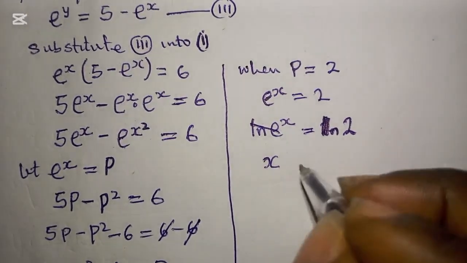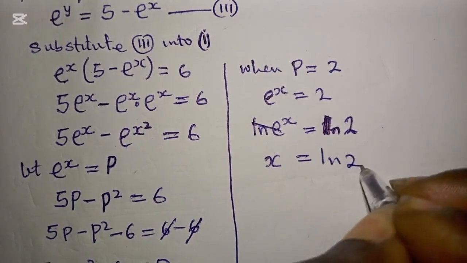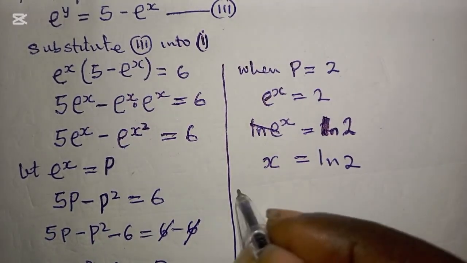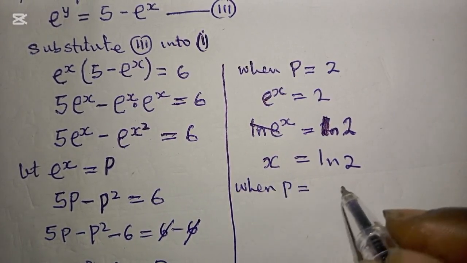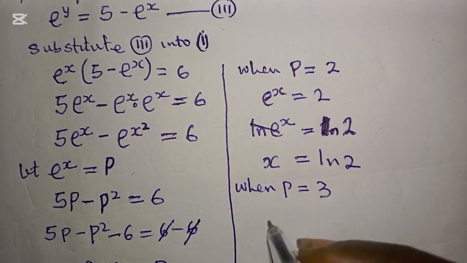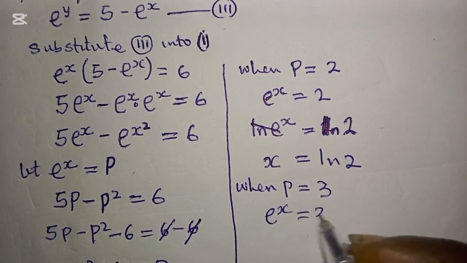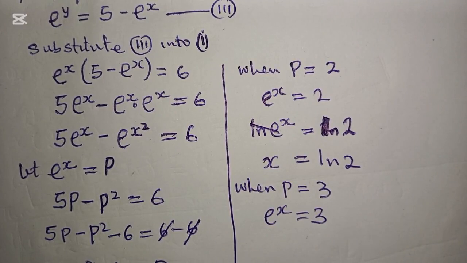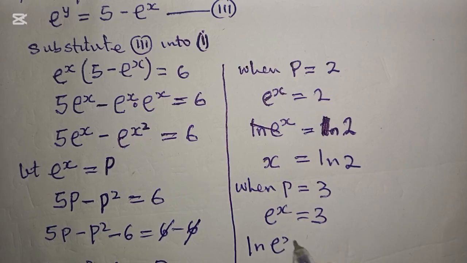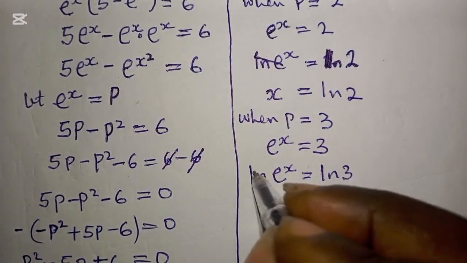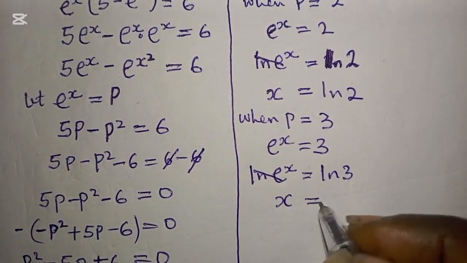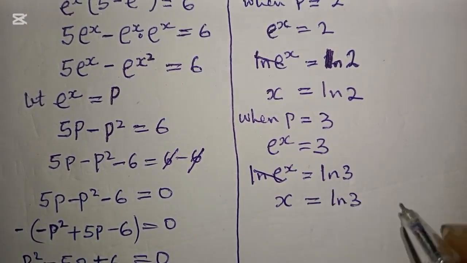Our x is equal to ln 2. Now, when p is equal to 3, we have e raised to the power of x equal to 3. So if it is that, taking the natural log, we have ln e raised to the power of x equals ln 3. So we have our x to be equal to ln 3.